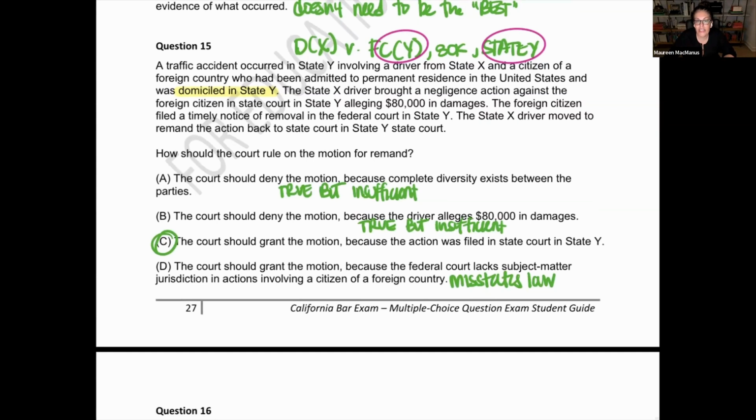A lot of people picked A. And you're just focused on SMJ. So you're spotting this as an SMJ issue. It's SMJ removal, fine. But you're forgetting that extra little rule and probably not mapping it out.